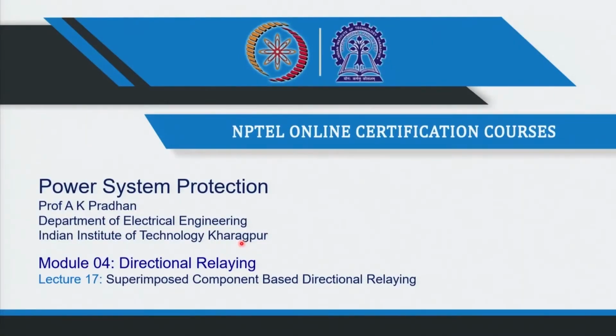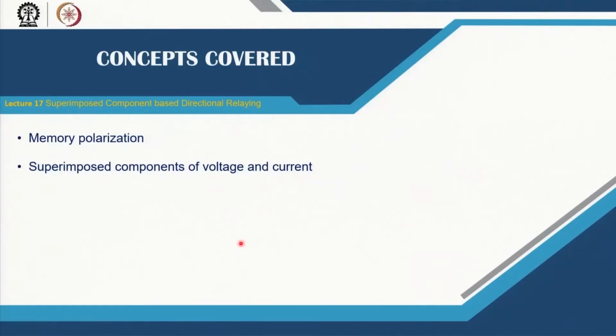We are on module 4 on directional relaying, lecture 17 on superimposed component based directional relaying principle. Here we will see how we can exploit the memory polarization aspect, and then we will come to the memory superimposed component voltage and current, and how they can be useful for directional relaying principle.